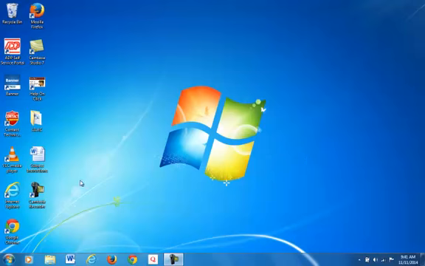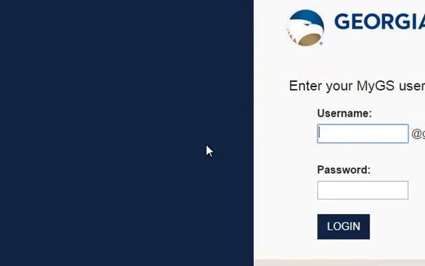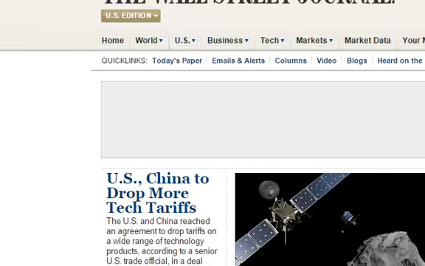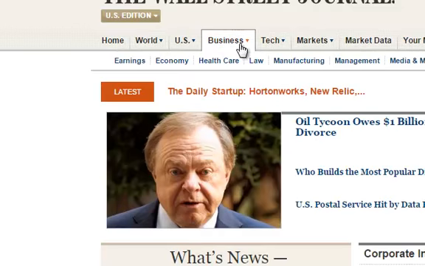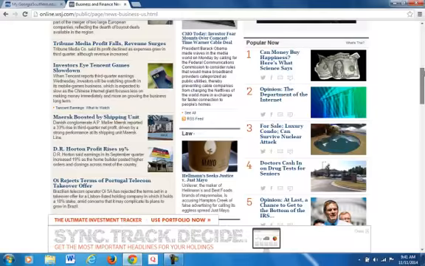I'm researching international fraud topics in international accounting. I'm starting by opening the Google Chrome Explorer and logging in to my Georgia Southern account. I'm opening the Wall Street Journal to find current news topics. I'm going to business and scrolling through the current listings for today.